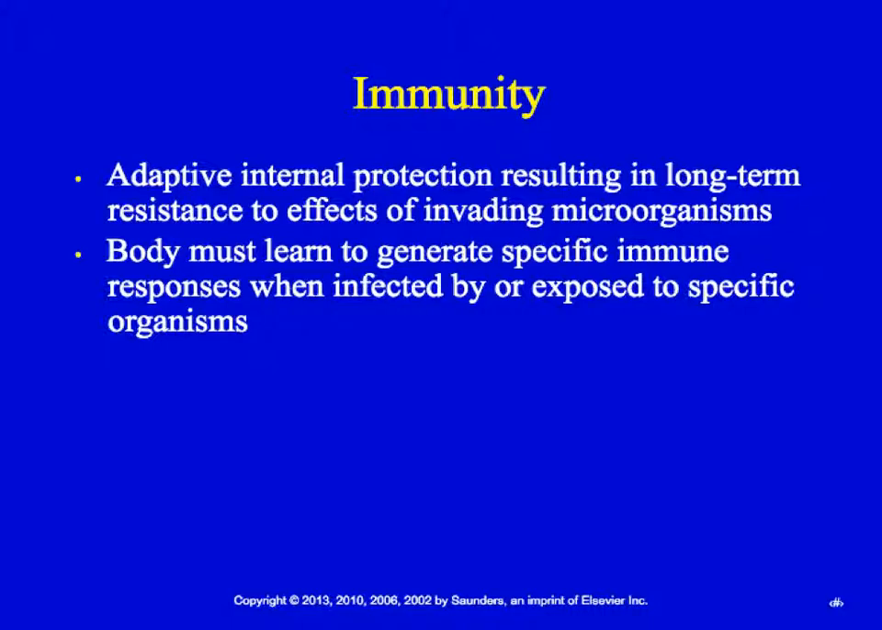Okay, so we're moving on to immunity. And again, remember, immunity is something that you acquire. It's not something you innately have, such as inflammation. Your body has to learn to generate a specific immune response to specific organisms. This is basically done by the body being exposed to something, an antigen, and then building up an antibody.